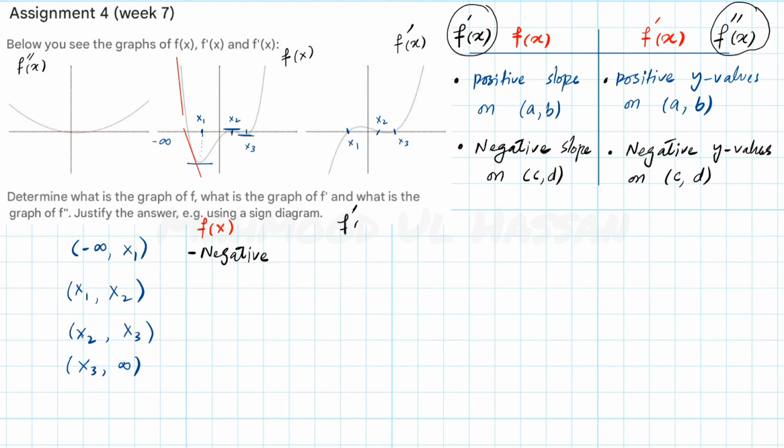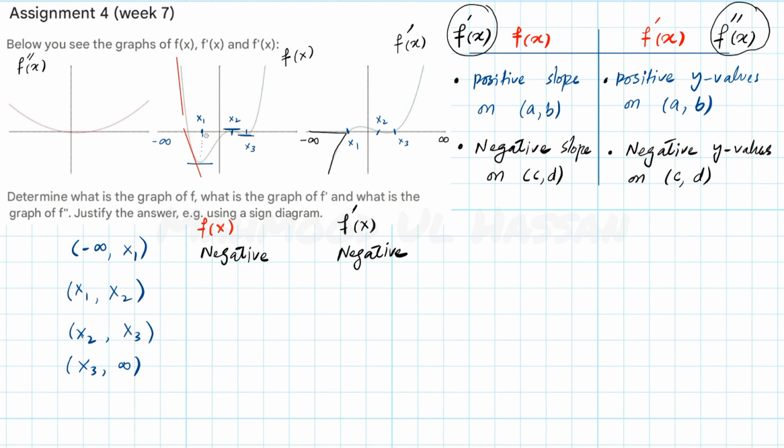And f prime of x, you can see here. Now we have to check whether the values of y are positive or negative. So you can see that this is from negative infinity to x1, then x2, then x3, up to positive infinity. From negative infinity to x1, the values of y are negative. Okay. So it means that is true from negative infinity to x1.